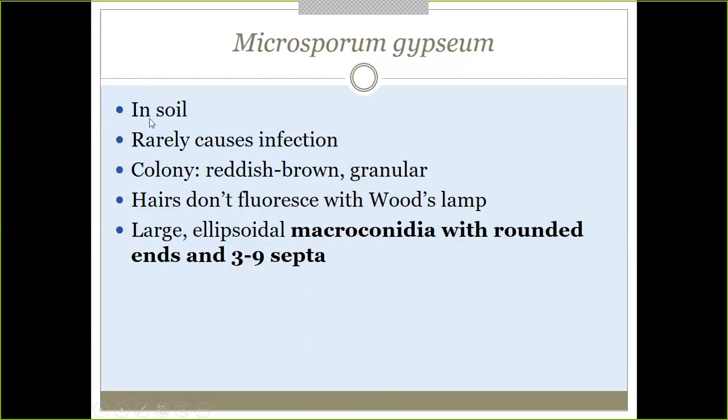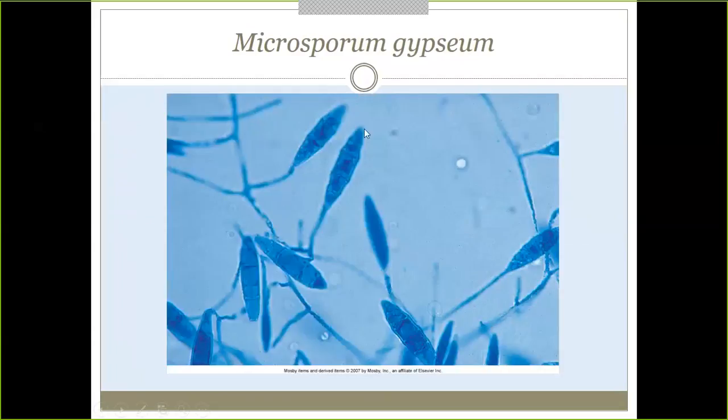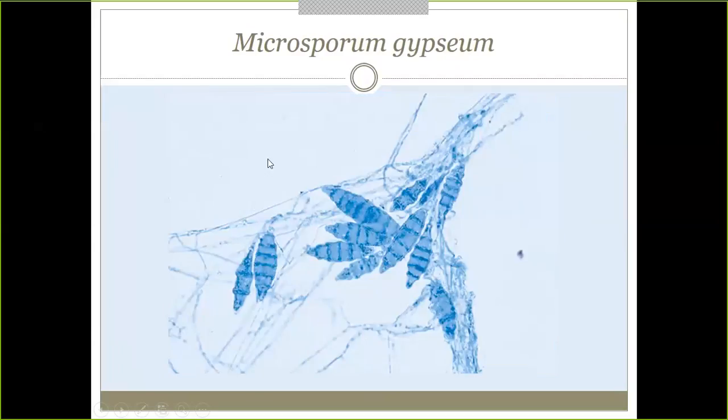And then the other Microsporum I definitely want you to remember is Microsporum gypseum. It doesn't cause much infection, but I do want you to remember it because I want you to separate it from Microsporum canis. So with Microsporum gypseum, in this case, the ends are more rounded. So it's not as pointy on the ends, it's more of a rounded end. So I do want you to be able to differentiate those two. So there it is again.